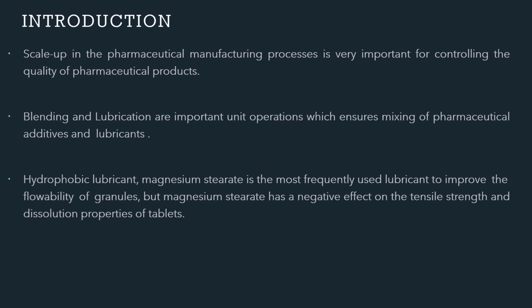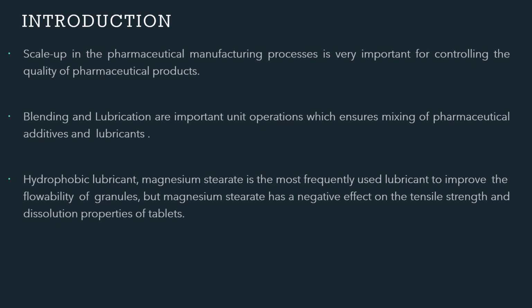So dear friends, as we know, scale up in the pharmaceutical manufacturing process is very important for controlling the quality of pharmaceutical products. Blending and lubrication are important unit operations which ensure mixing of pharmaceutical additives and lubricants. Whether a process is direct compression or wet granulation, blending and lubrication are important unit operations. And to ensure the quality in the products, a proper scale up for these two unit operations is required.